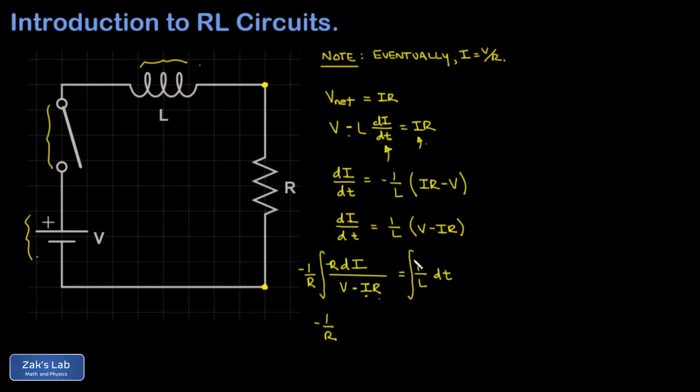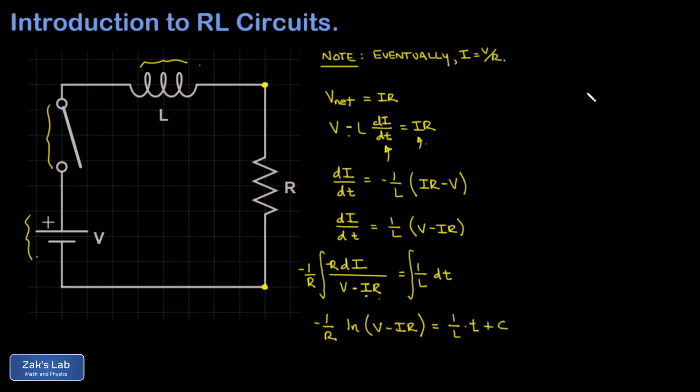Now that negative 1 over R out in front becomes a spectator for the next step. And what I'm integrating here is 1 over some function multiplied by the derivative of that function. This gives me the natural log of that denominator. On the right-hand side, I'm just integrating a constant dt. Well, that becomes the constant 1 over L multiplied by t. And then we need to throw in an arbitrary constant of integration somewhere. So I'm going to put a plus C on this.